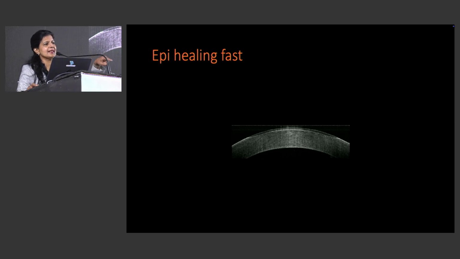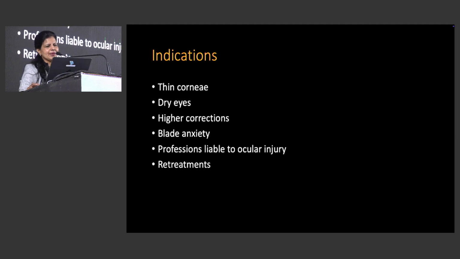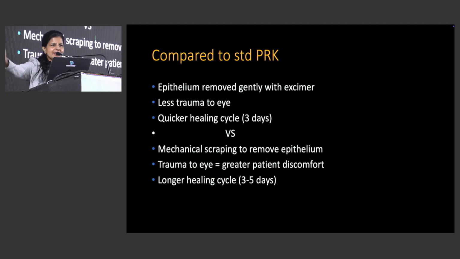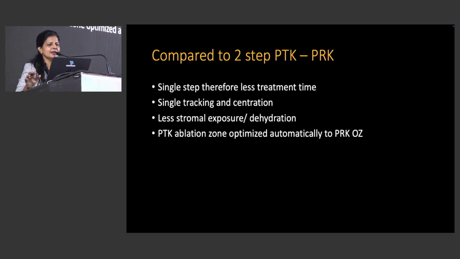And one reason for that is that the edge of the epithelium is defined by the laser and therefore very, very smooth. So this is an advantage in thin cornea and dry eyes, and for higher corrections. And the last two are the most important: in professions where you cannot afford to have a flap or a flap displacement, and for retreatments. Whenever you're treating, whether it's post-SMILE or post-LASIK, doing it on the surface is a much better option. Compared to olden days, the healing is much quicker, and like I mentioned before, it's a much more compact procedure than a long PTK-PRK combo.